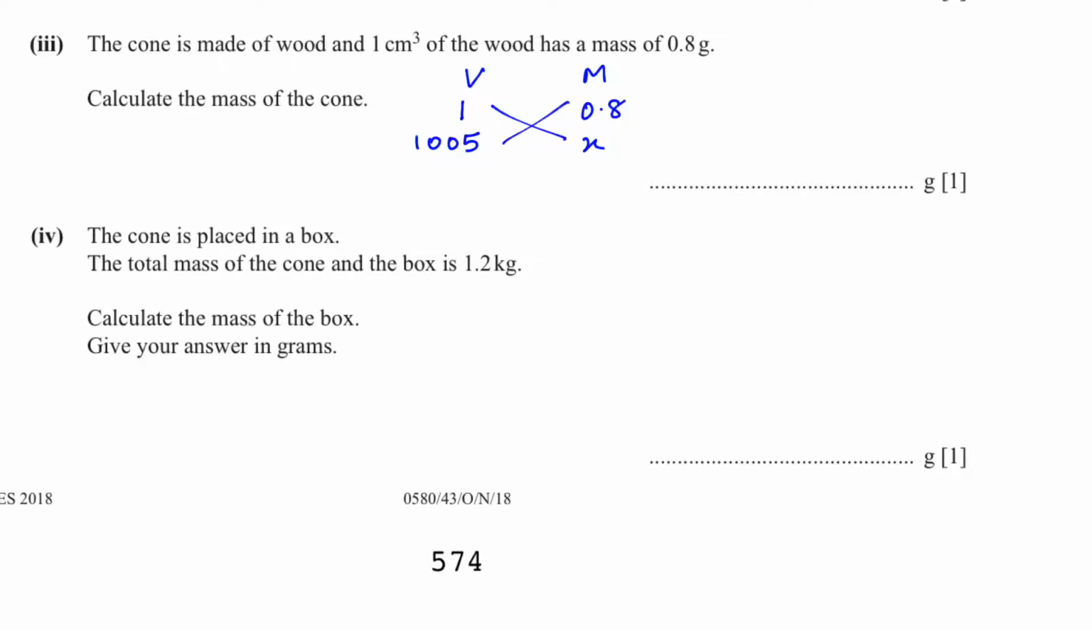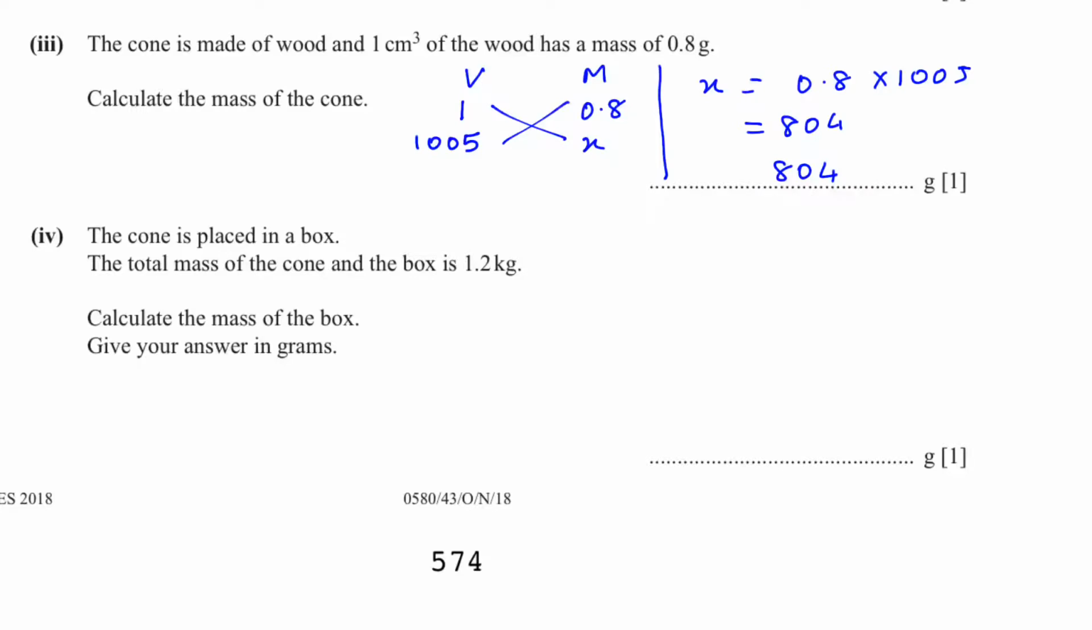1005 cubic centimeter will have how much mass? Cross multiply. X multiplied by 1 is x, and 0.8 multiplied by 1005 will give us 804. So that is the mass of the cone, 804 gram. Moving forward, the cone is placed in a box. The total mass of the cone and the box is 1.2 kilogram. Calculate the mass of the box and give your answer in grams.